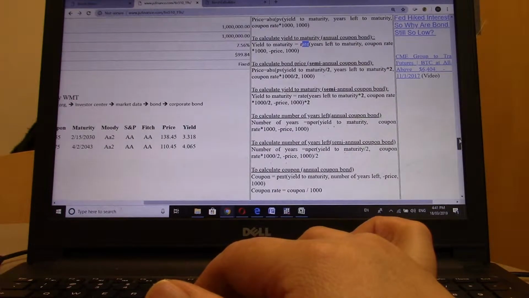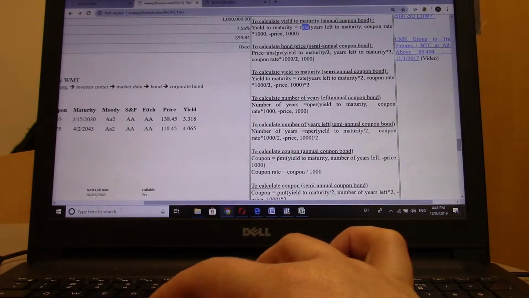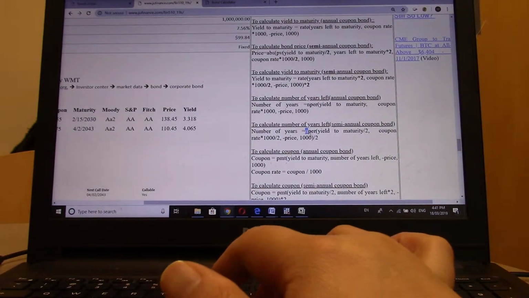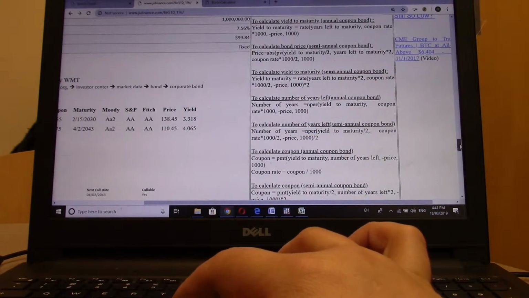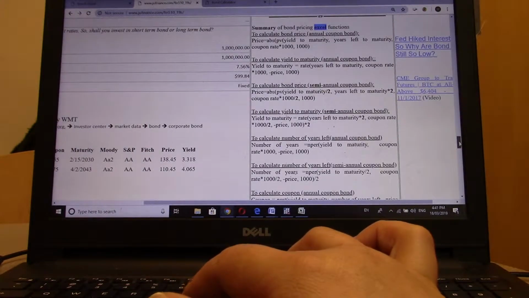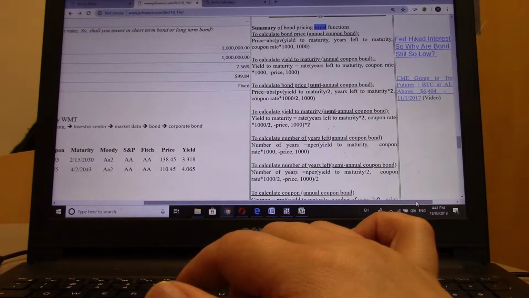Most of the time, these are the ones we will be using. Of course, you can also use PMT to figure out the coupon, and NPER to figure out how long for this bond to mature, but those are not so common. Most of the time, you want to know how much the bond is selling for, and also what kind of returns you can get from your investment in bonds. So these are the two common ones.